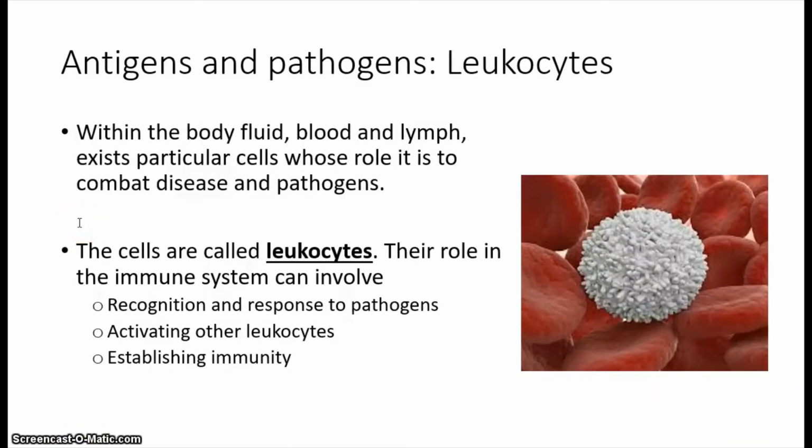Now moving away from pathogens, we'll go back to looking at some of the aspects of the immune system. So within our immune system, we have these bodily fluids, blood and lymph, and in these fluids, we have cells whose role it is to combat these diseases and these pathogens that we've been speaking about. The broad term for these cells that fight these diseases is leukocytes, and their roles in the immune system vary and can involve anything up to recognition and response. They might be involved in activating and communicating between other leukocytes, and maybe even establishing immunity, which we'll cover more in depth in a couple of weeks.